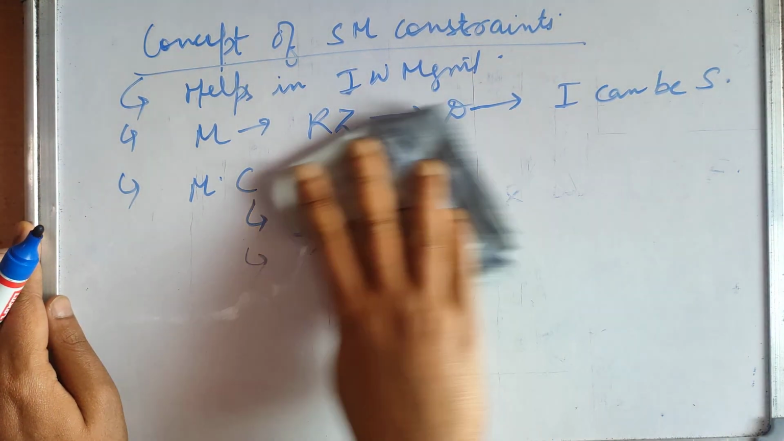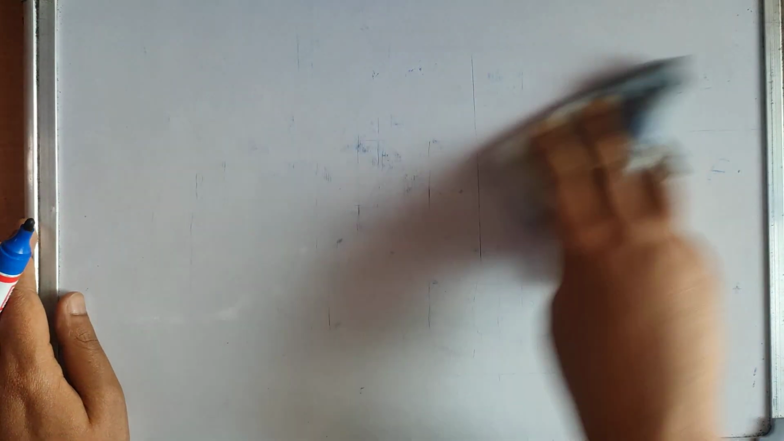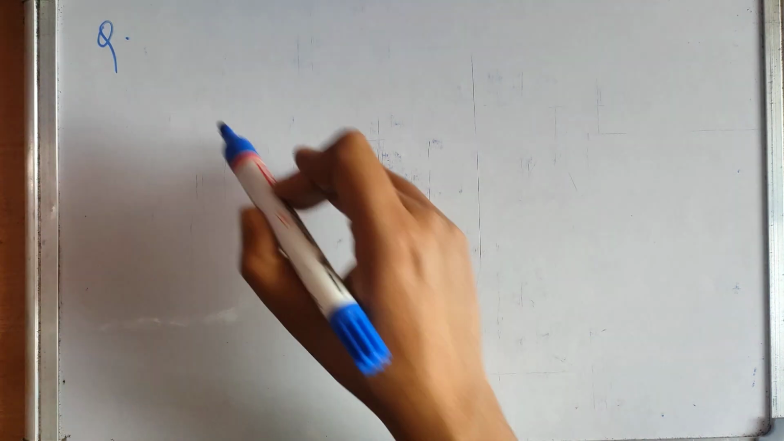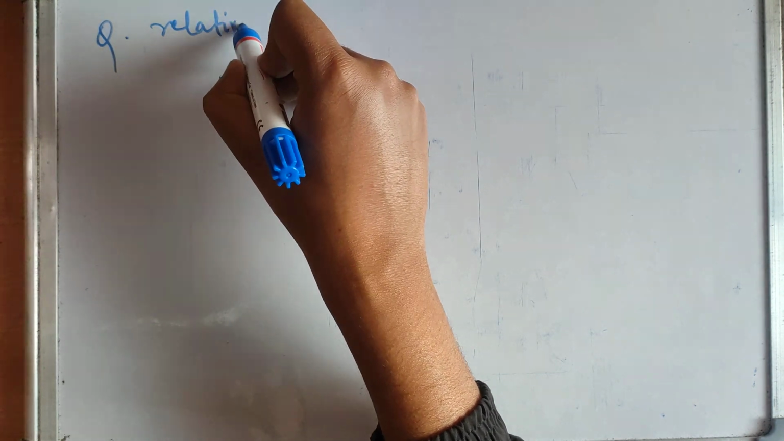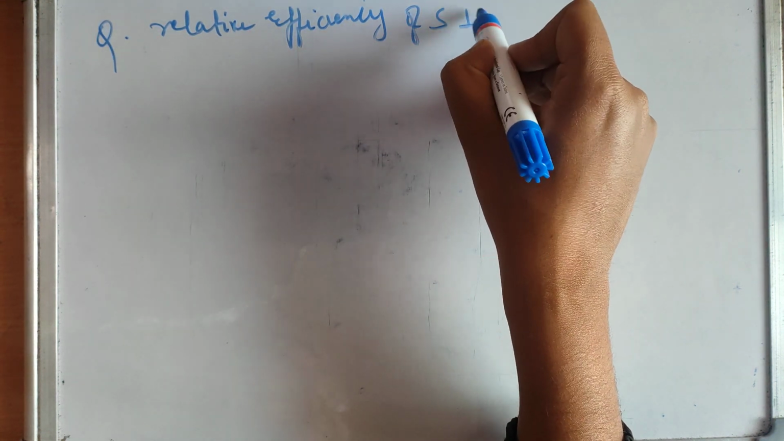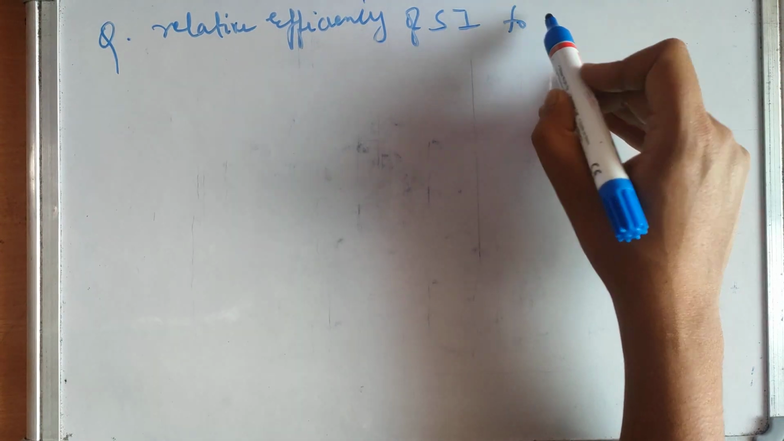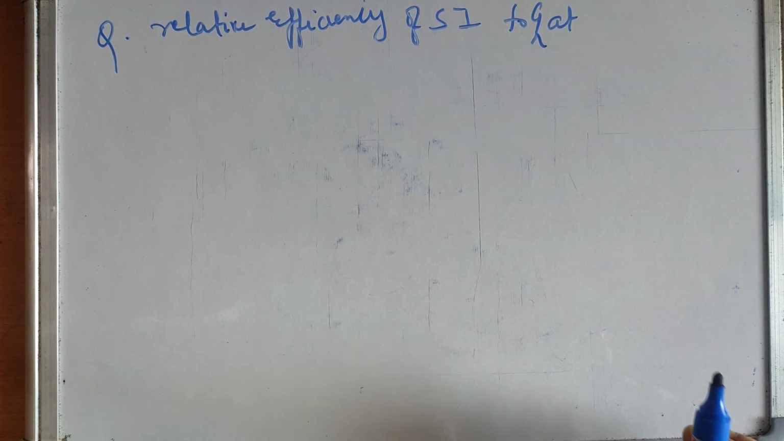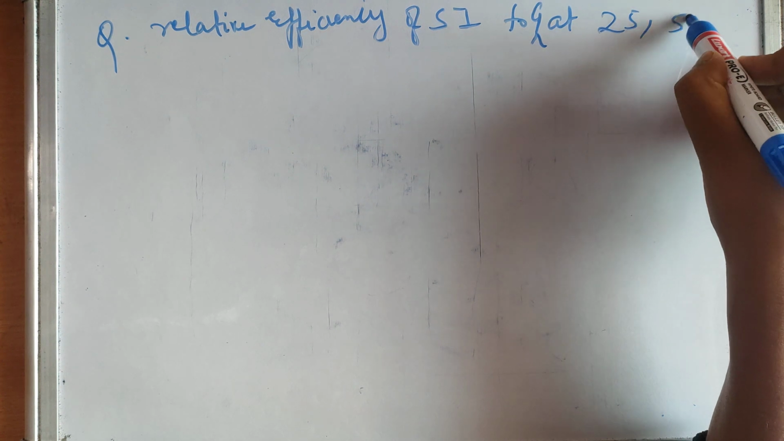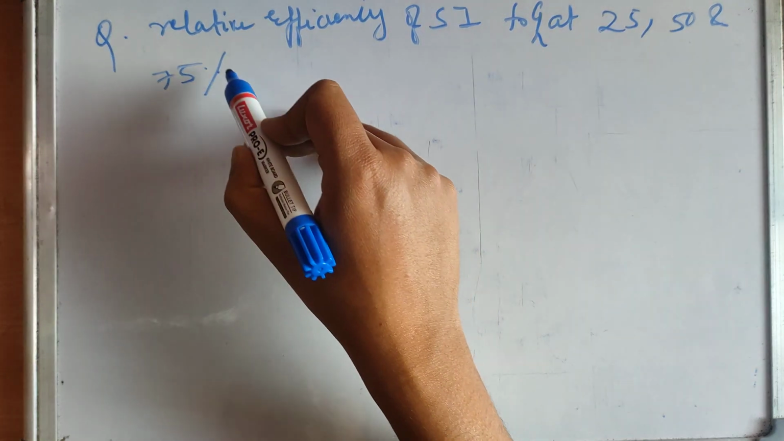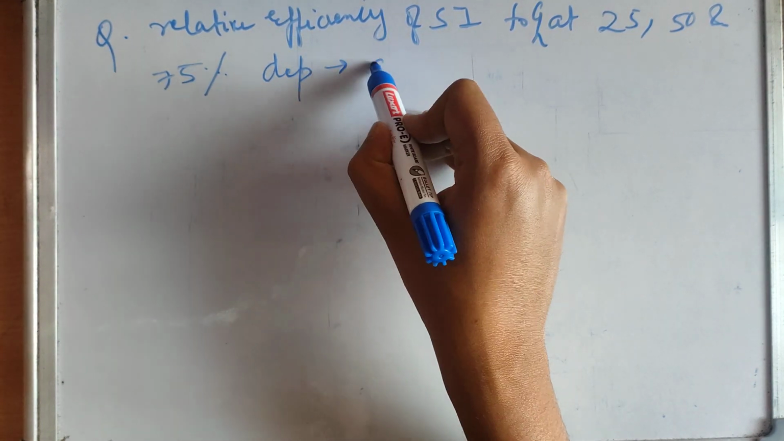Now one numerical was asked in previous years and I must explain it here. The numerical asked: it is proposed to test the relative efficiency of scheduling irrigation to groundnut crops, it could be any crop in the exam, at 25, 50 and 75% depletion in available soil moisture.